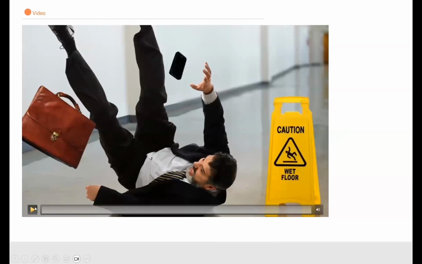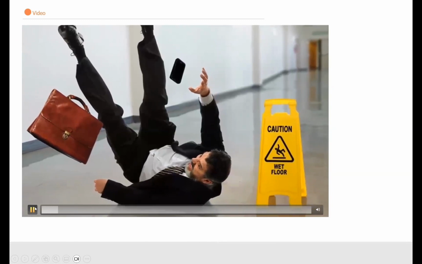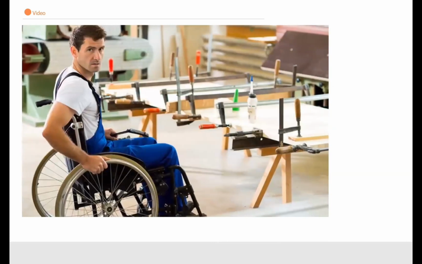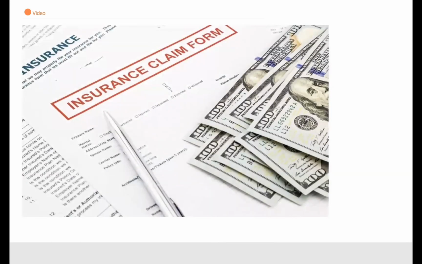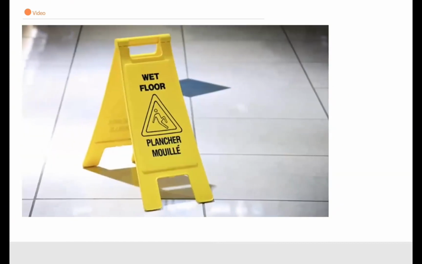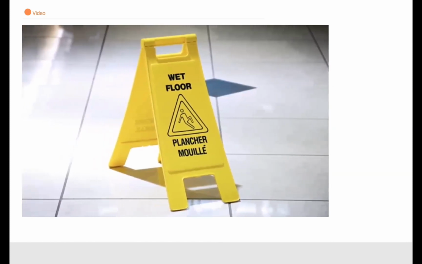Slips, trips, and falls are the primary type of accident occurring in general industry. Injuries can range from minor to disabling, and these incidents are the second largest cause of accidental deaths. In addition, the cost to organizations in lost work, medical bills, and insurance claims is high. Fortunately, slips, trips, and falls are preventable with the right strategies.